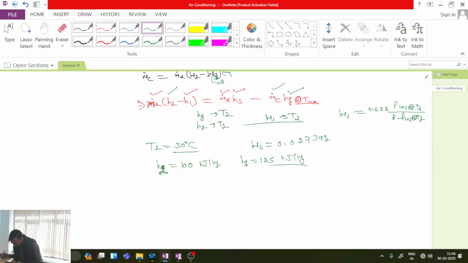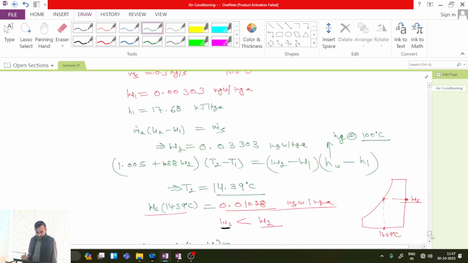Now what do I need to do? Now what I need to do, please tell me. m dot c, from both equations, m dot c. What was the initial value? You tell me.